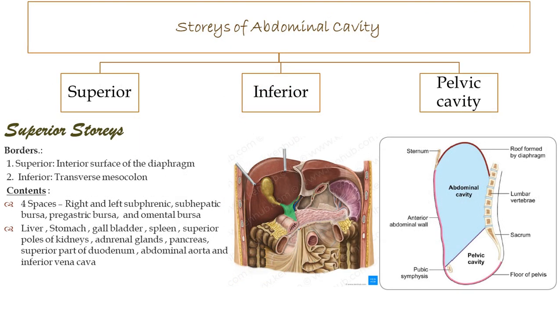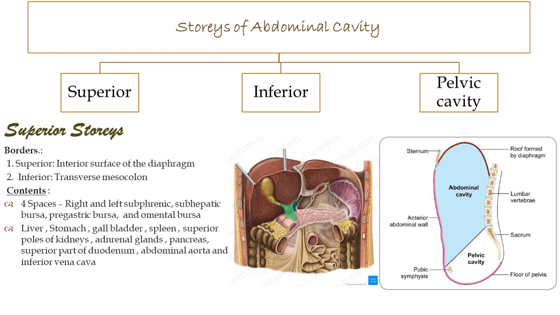Floors of the abdominal cavity. It has two floors, superior and inferior, and the pelvic cavity is also a part of the abdominal cavity. Superior story: the superior border of the superior story is the inferior surface of the diaphragm, and the inferior border of the superior story is the transverse mesocolon.